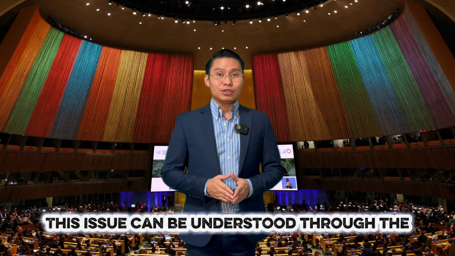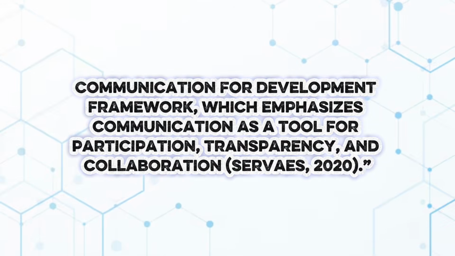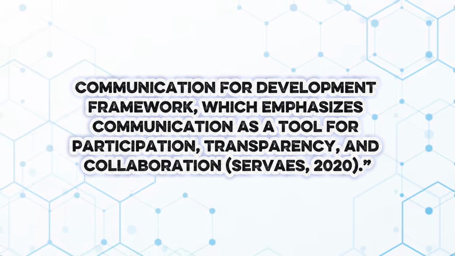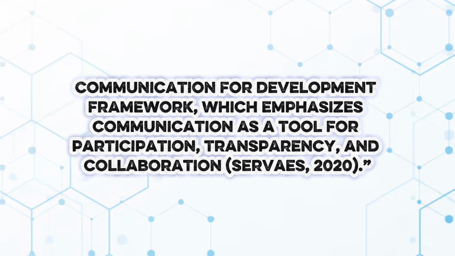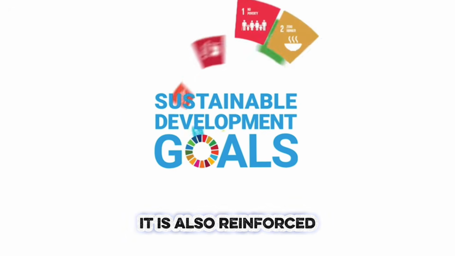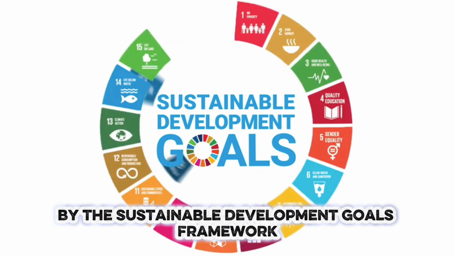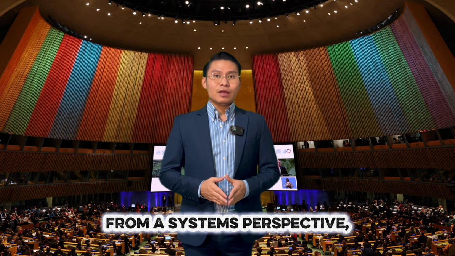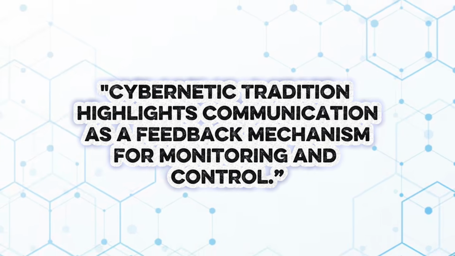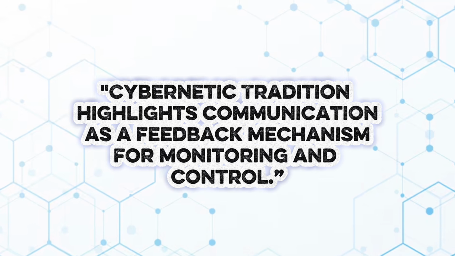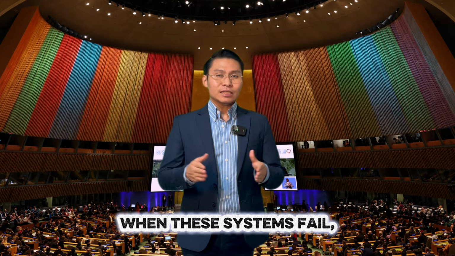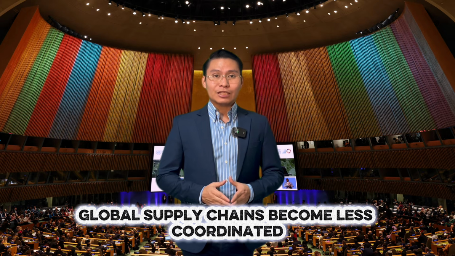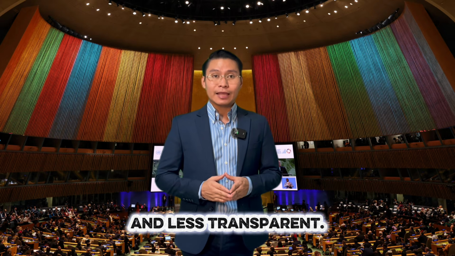This issue can be understood through the Communication for Development framework, which emphasizes communication as a tool for participation, transparency, and collaboration. It is also reinforced by the Sustainable Development Goals framework, where communication supports inclusive global development. From a systems perspective, the cybernetic tradition highlights communication as a feedback mechanism for monitoring and control. When these systems fail, global supply chains become less coordinated and less transparent.